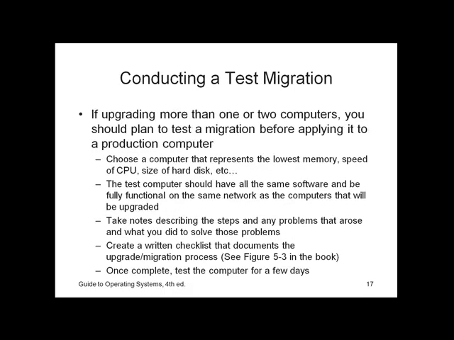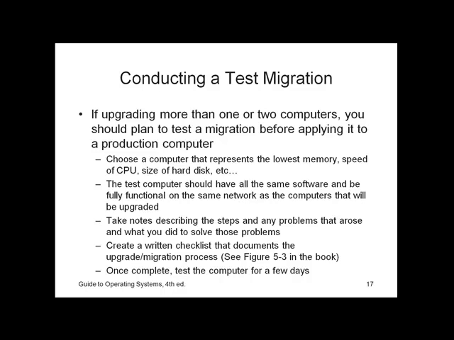Another thing that tends to get forgotten about sometimes, particularly in smaller IT shops, is the need for test migration. If you're going to upgrade more than one or two computers in an environment, you should always plan to do a test migration prior to applying it to the production environment. That means you're going to want to have a few computers that represent your users as a whole. And you're going to make sure that you choose computers that have the lowest memory, the lowest speed for the CPU, smallest hard disk. Try to pick computers that represent a good cross section of particularly the low end market of your users as part of this test migration cycle.